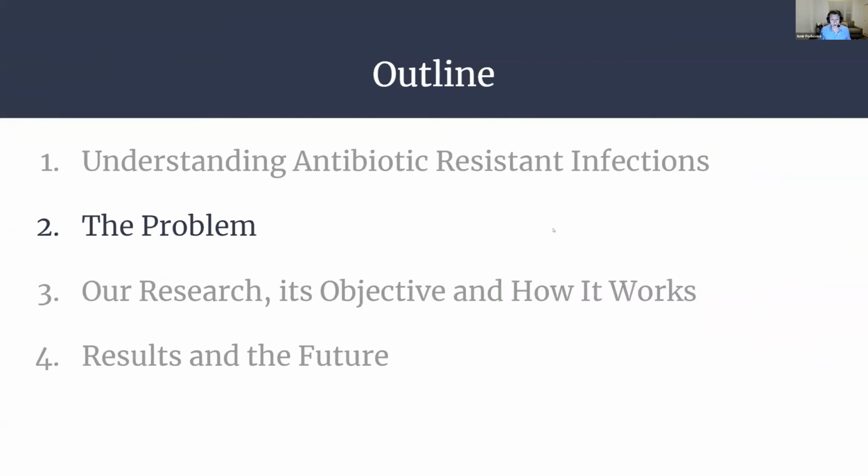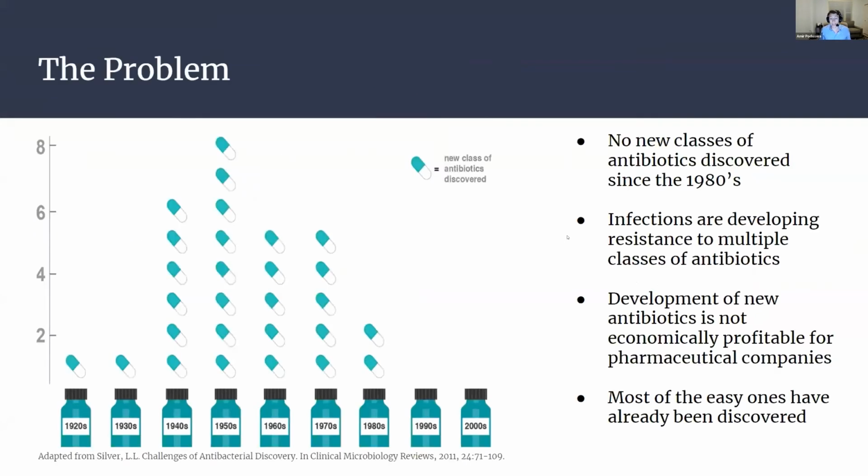What exactly is the problem? Well, the problem is that we have not discovered any new classes of antibiotics since the 1980s. This is for a couple of reasons. For one, it is not really economically feasible for pharmaceutical companies to develop all these new drugs. Also, most of the antibiotics that were easy to discover have already been discovered, right? So we are now in a time that we would call the discovery void, where we haven't discovered anything new. At the same time, infections have continued to develop resistance to multiple classes of antibiotics.